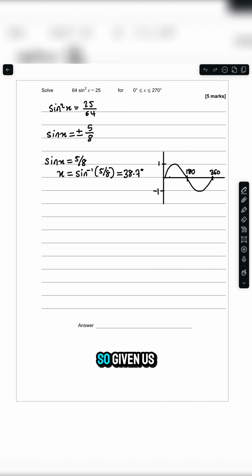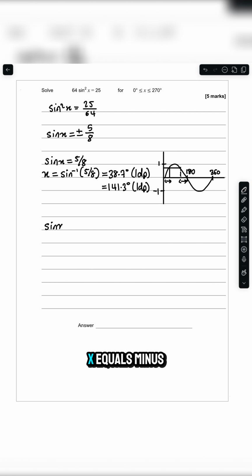out the sine graph. So given x equals 38.7 degrees, we know that that's going to be this distance here. And if we draw a straight horizontal line to the point where it also meets the curve, we can draw a vertical line down to the x-axis, and we know that that distance here will also represent 38.7 degrees. So when we subtract 38.7 degrees from 180 degrees, we get 141.3 degrees to 1 decimal place.